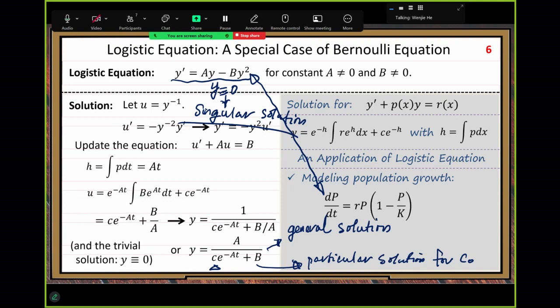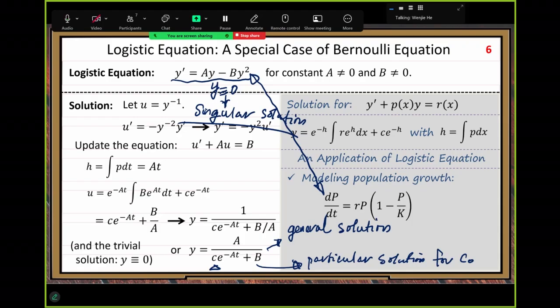So if you compare, they're equivalent. So capital A, here little r, capital K, you treat as constant. Little r, capital K, you treat as special constants. P, population, that's the y, right? Capital P, population, that's the y. Now you can see the logistic equation, the original form.